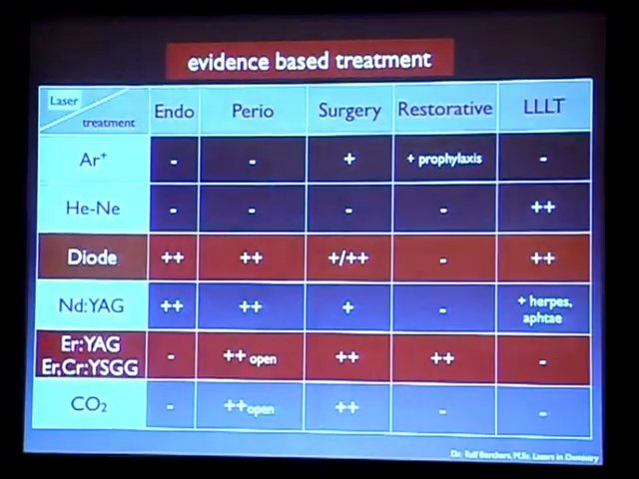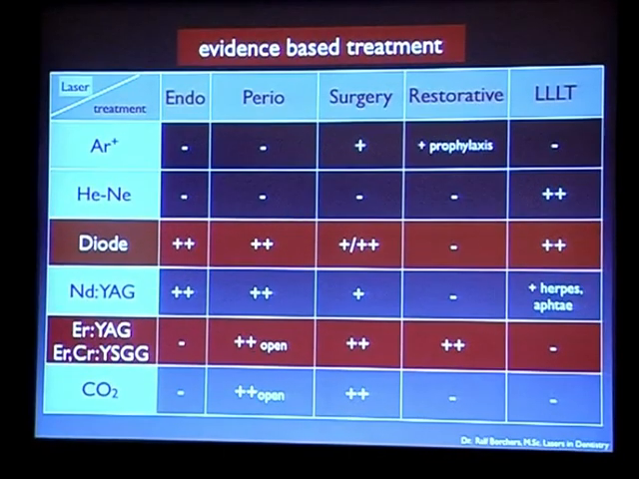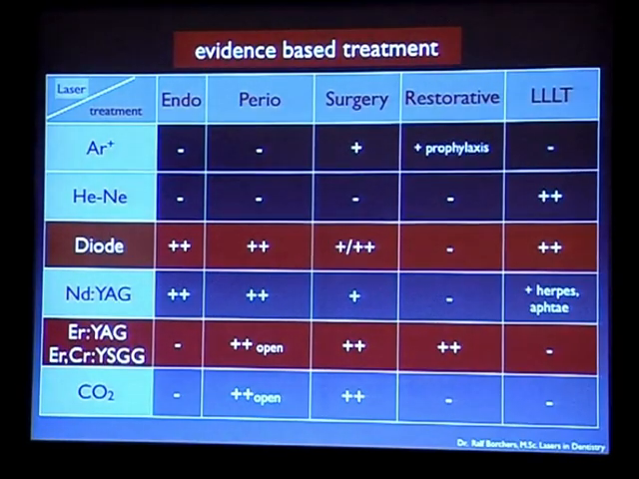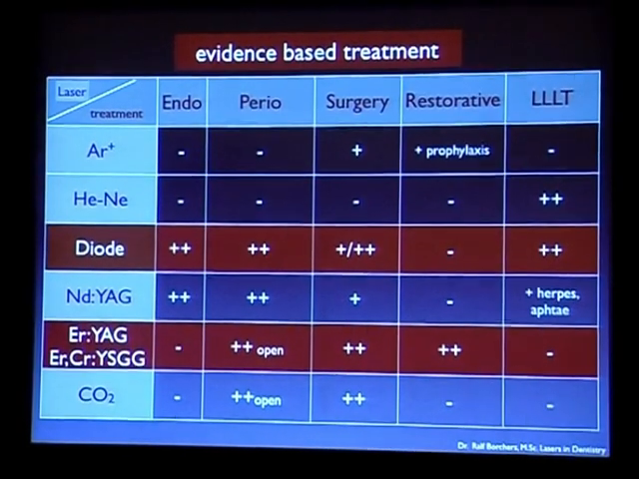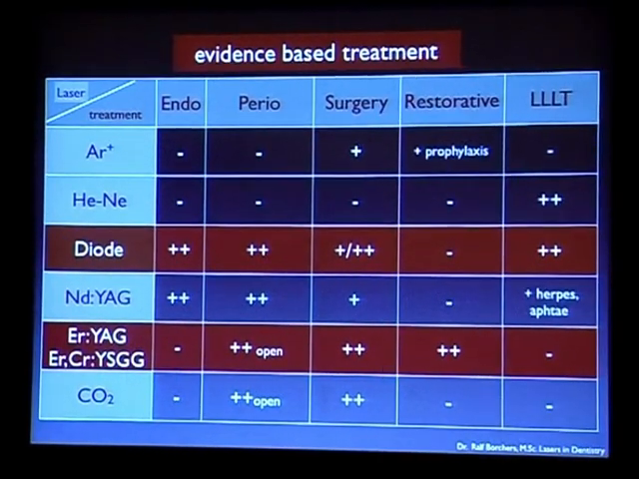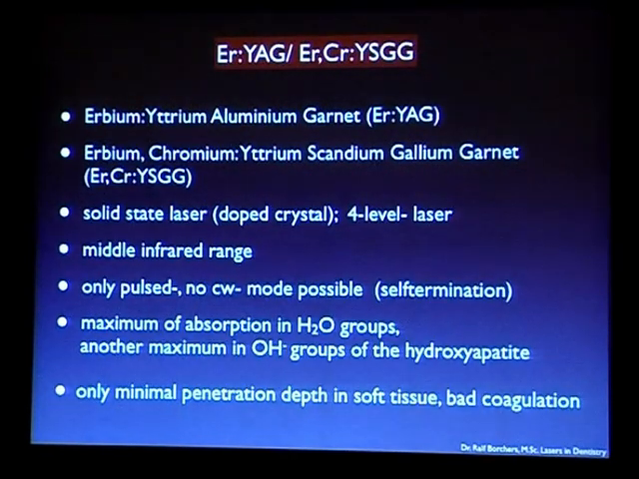With erbium chromium YSGG lasers and erbium-YAG lasers, you can very well do restorative dentistry, surgery, and perio, but I recommend only open curettage. You can't do a sufficient endodontic treatment unless you are using PIPS, which is a very new procedure. You have heard it from Dr. Pradhan. The erbium-YAG and erbium chromium YSGG lasers are erbium chromium yttrium aluminium garnet lasers, solid-state lasers. You have to know they are in the middle infrared range, and you can only use them in pulsed mode.